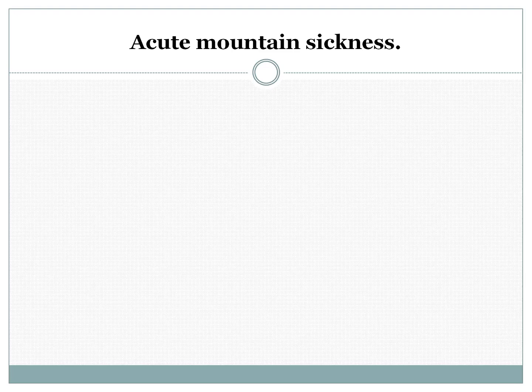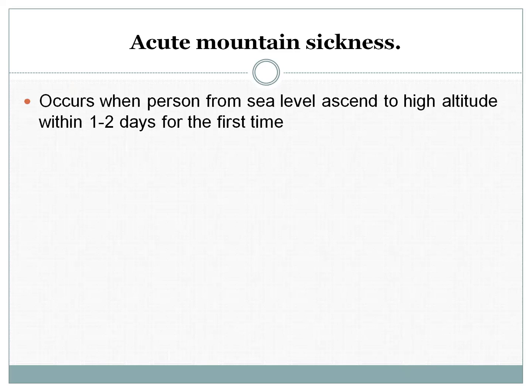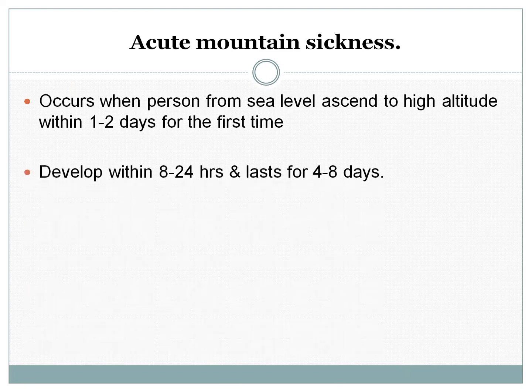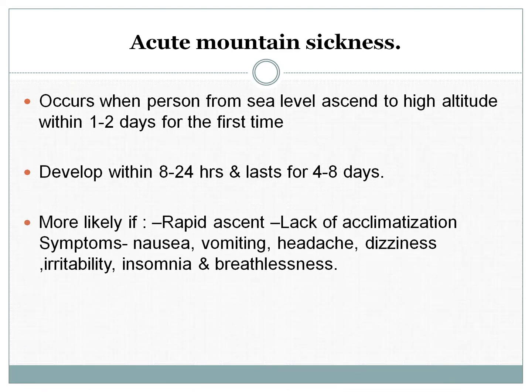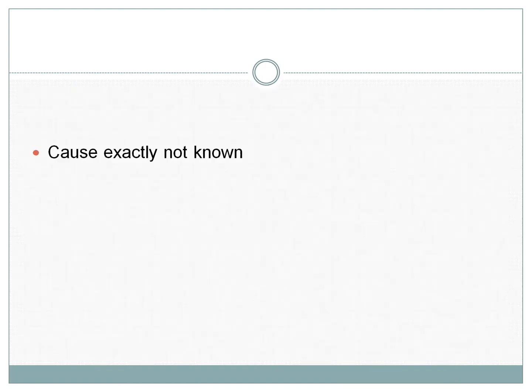Acute mountain sickness is the second clinical syndrome. It occurs when a person from sea level ascends to a high level within 1 to 2 days for the first time. It develops within 8 to 24 hours and lasts for 4 to 8 days. It is more likely if there is rapid ascent and lack of acclimatization, and the symptoms generally seen are nausea, vomiting, headache, dizziness, irritability, insomnia, and breathlessness. So these are the common symptoms. You don't have to miss any of these symptoms. These are common at the heights, you might be knowing that. But if these are the symptoms, don't miss them.